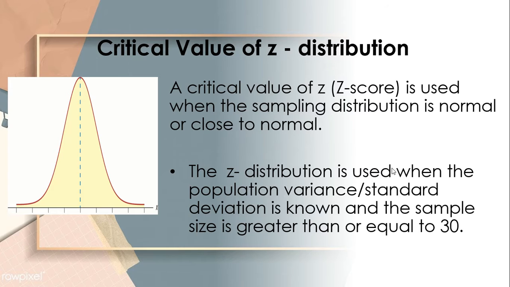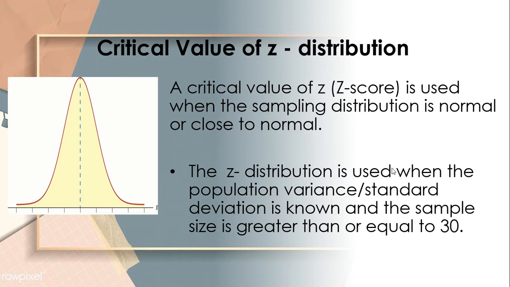So, ano nga ba yung critical value ng Z distribution? Ang critical value of Z or the Z-score na tinatawag is used when the sampling distribution is normal or close to normal. The Z distribution is used when the population variance or standard deviation is known and the sample size is greater than or equal to 30. So tatandaan ito guys. Ginagamit ang Z distribution kapag ang population variance or standard deviation is known and the sample size is greater than or equal to 30.